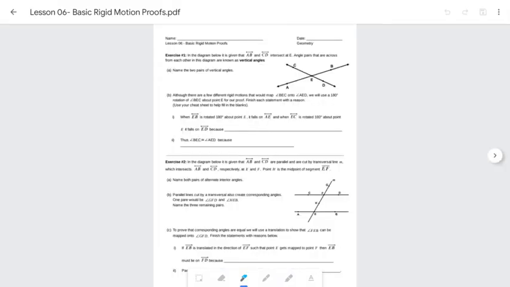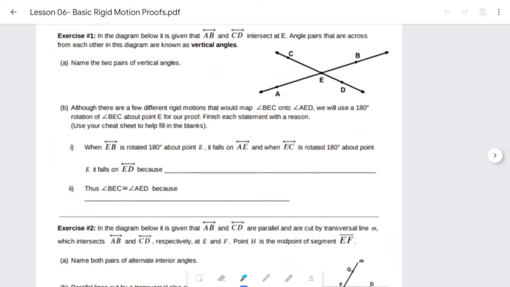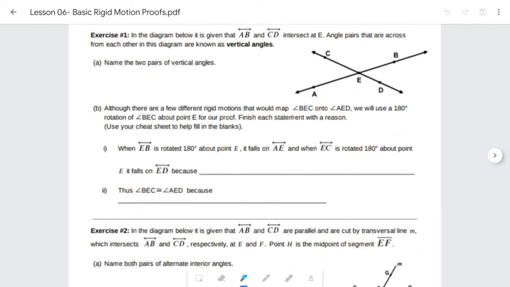Hey everyone. In this video, we're going to look at how rigid motions can help us prove certain things in geometry. So in the diagram below, it's given that line AB and line CD intersect at E. The angle pairs across from each other in this diagram are known as vertical angles.